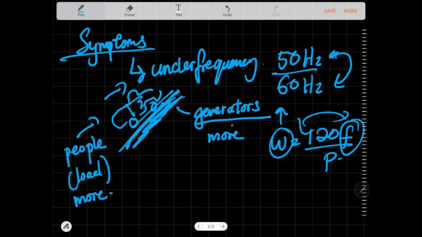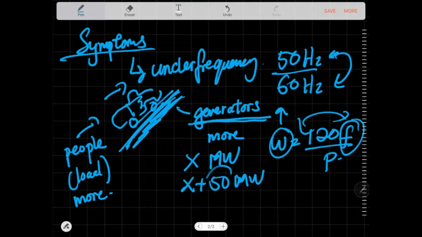So suppose your generators are generating at a certain X megawatt. Then the people are demanding, okay, we're using a load of X plus 50 megawatt. Damn, you added 50 into that, and so your generators cannot cope. You have to add another extra 50 into the generators. The generators will add the 50 gradually and slowly, it takes a system response. But before that happens, your whole car will slow down.